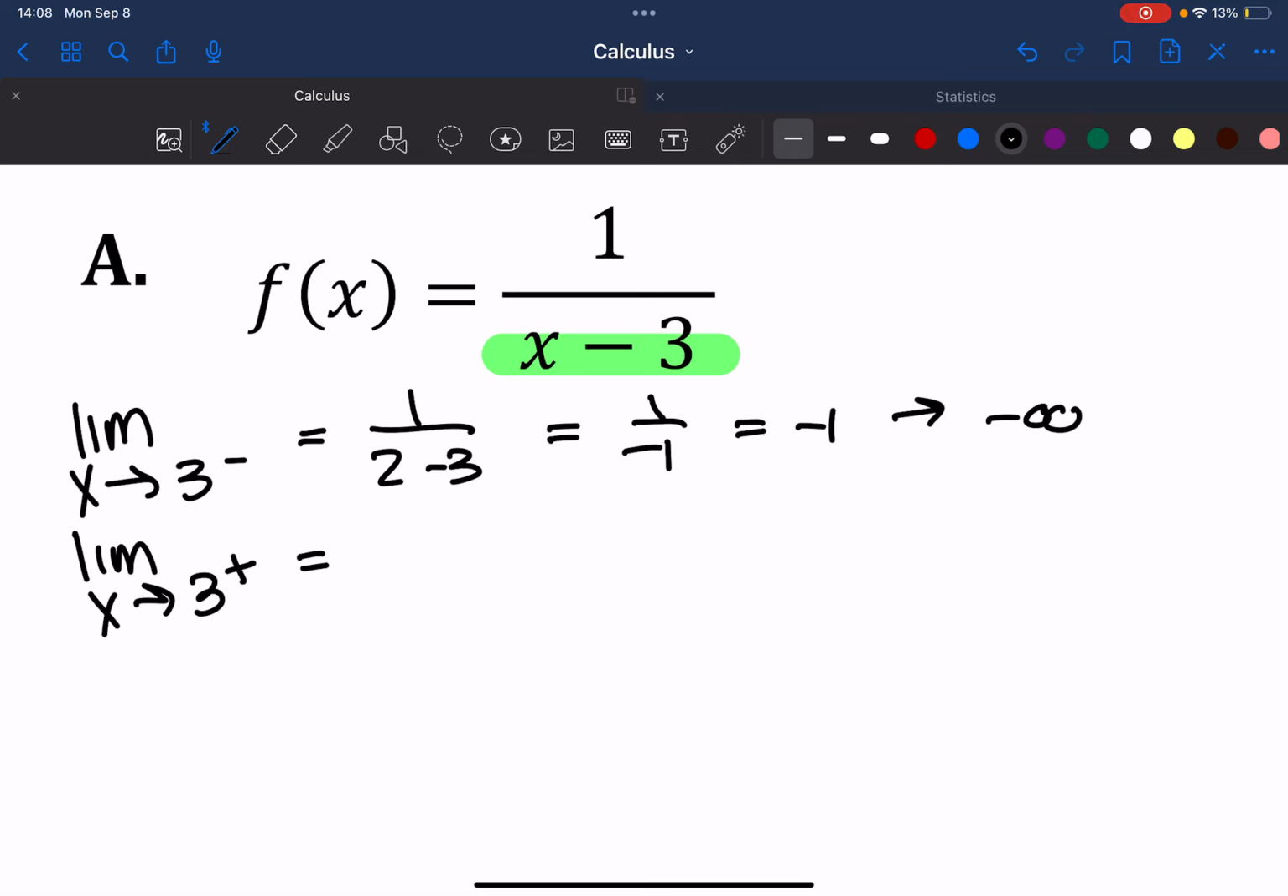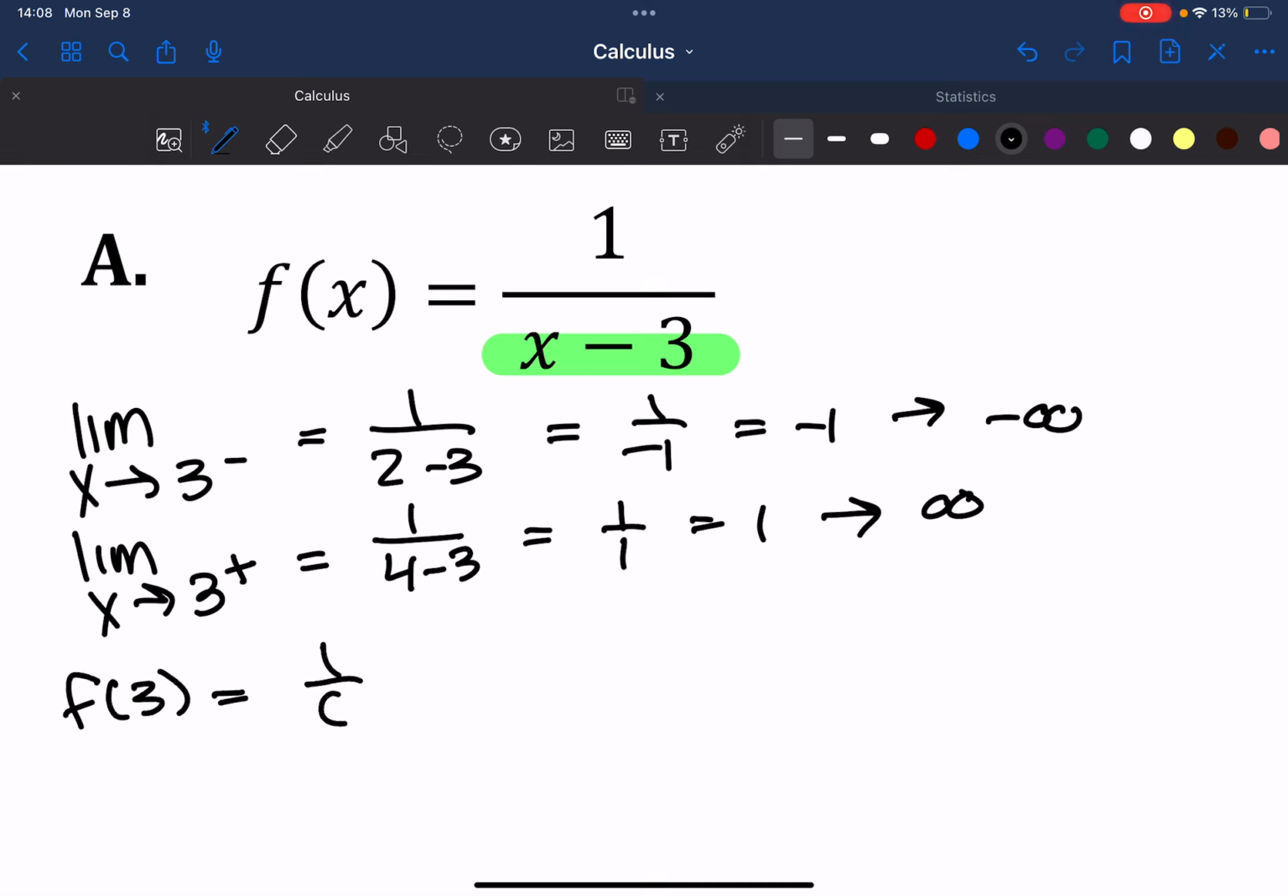And then for the right of 3, I can plug in 4. So 1 over 4 minus 3, which is equal to 1 over 1, which is 1, means that it's going to approach infinity as I keep plugging in numbers greater than 3. And then f of 3 we already know is going to be 1 over 0, which is undefined.